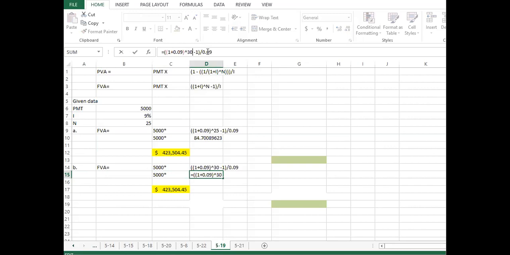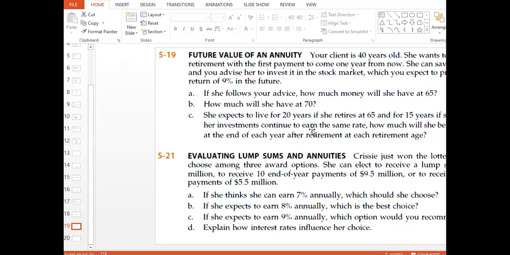Okay, here it is. So the factor is 136.3075. 6,81,537 is the future value she will get after her retirement if she retires at the age of 70 years. Okay.